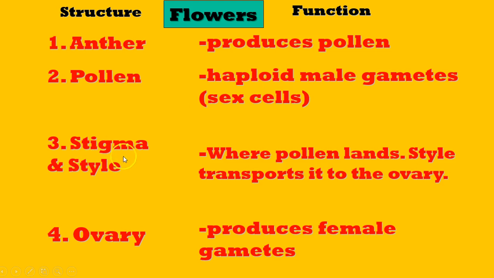The stigma and style, that's actually part of the female portion of the plant, and this is where the pollen lands, and the style transports it to the ovary. You can remember that this is the portion of the female part of the plant because girls are stylish, so the style is part of the female portion of the plant. And then, of course, the ovary contains the gametes, which are called eggs. So pollen is like sperm, and then eggs are found in the ovary.